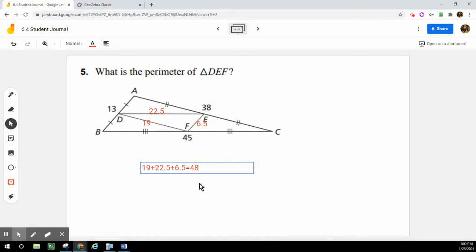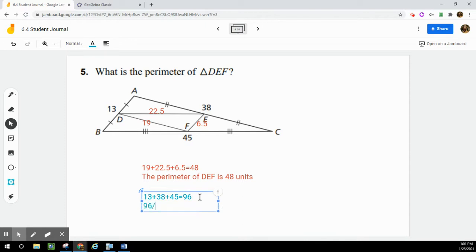Another way to do this problem would be to add up the 3 sides of the original triangle. So 13 plus 38 plus 45, which is 96. And then to take that and divide that by 2. Either way, we get 48 units for the perimeter of DEF.